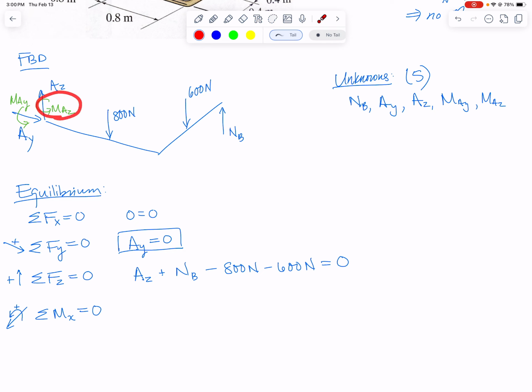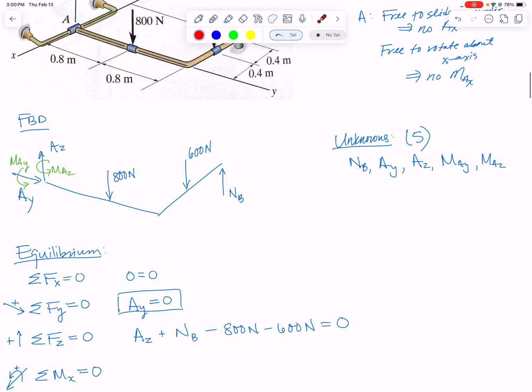You would include this only when you sum moments about the z-axis, and you'd include MAY only when you sum moments about the y-axis. So none of this, all of this will not contribute at all. So moving along, my x-axis is here. The 800 newtons looks like it will cause a moment.